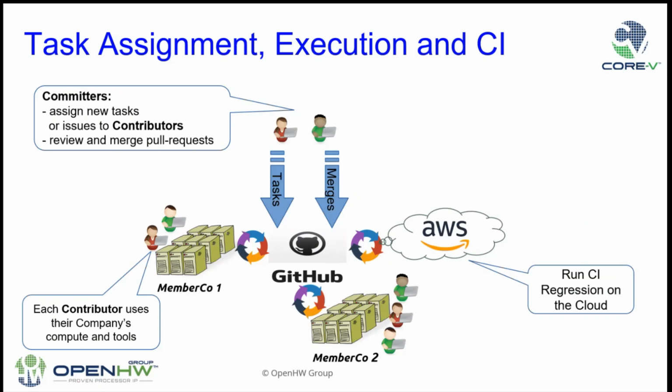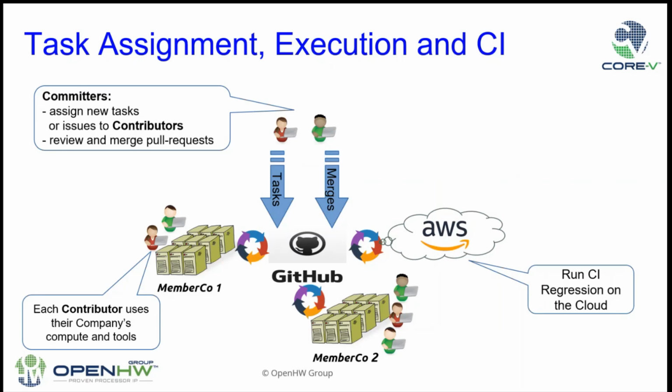When they're done their task, they will submit the code to GitHub using something called a pull request, for those who aren't familiar with GitHub. So they issue a pull request. This triggers off 2 things. An automatic CI will launch. This automatic CI, I've shown it running on AWS. This is a facility that the Open Hardware Group maintains.